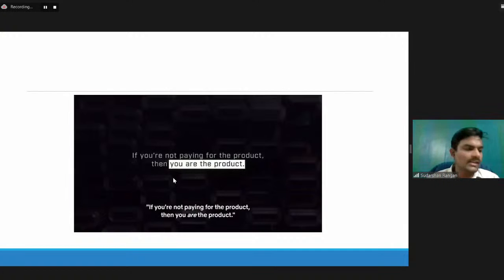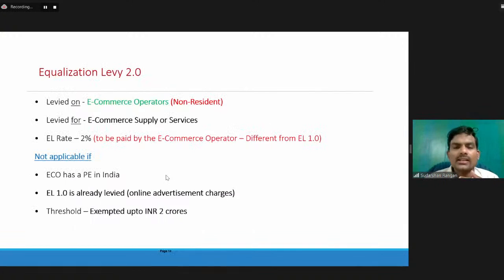So keep this in mind, and we'll go to equalization levy 2.0, or the second kind of transaction introduced by the Finance Act 2020. So this is applicable for assessment year 2021-22. Now, first we saw online advertisement, that still remains. So that continues. So this is the next additional scope expanded. So to whom have they expanded? So here, equalization levy 2.0 will attract for e-commerce operators, for non-resident e-commerce operators.